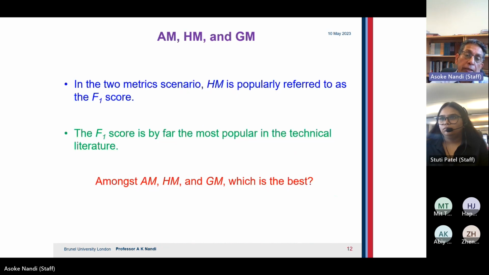So we got three. F1 is basically the HM in the two-metric case. We got three: one is AM, another one is HM, and another one is GM, as I showed you. So which is the best? We don't really know the answer to this. If you read your literature, journal papers, you find there's no answer to this question.